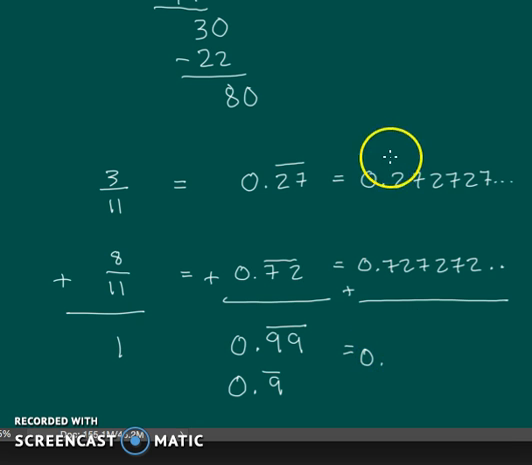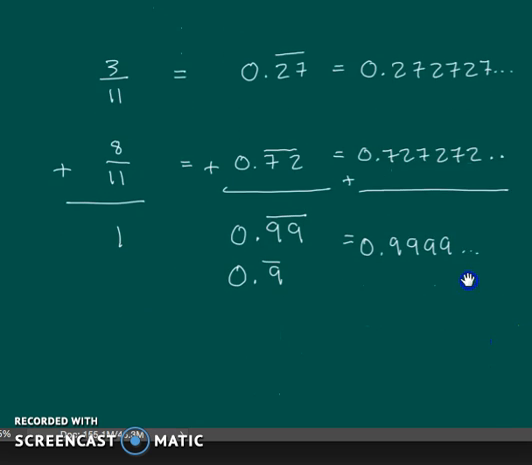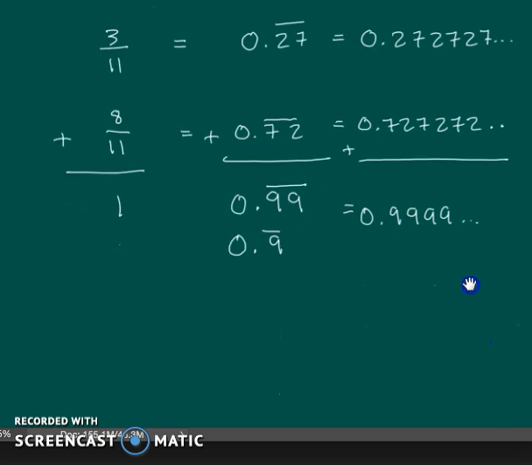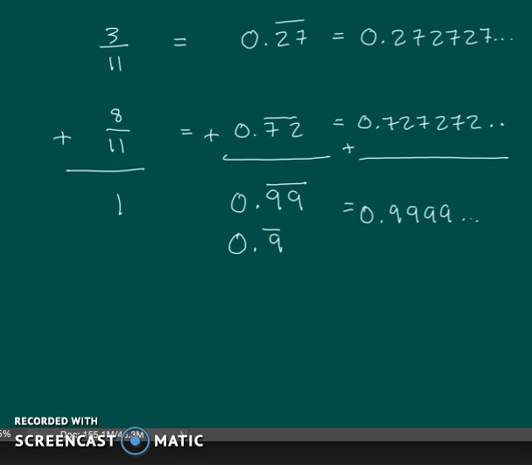And of course, I can check that that's actually what's happening here. 0 plus 0 is 0. 2 plus 7 is 9. 7 plus 2 is 9. 2 plus 7 is 9. 7 plus 2 is 9. And that's going to go on forever. So it is actually the answer. 0.9 repeating is the answer.